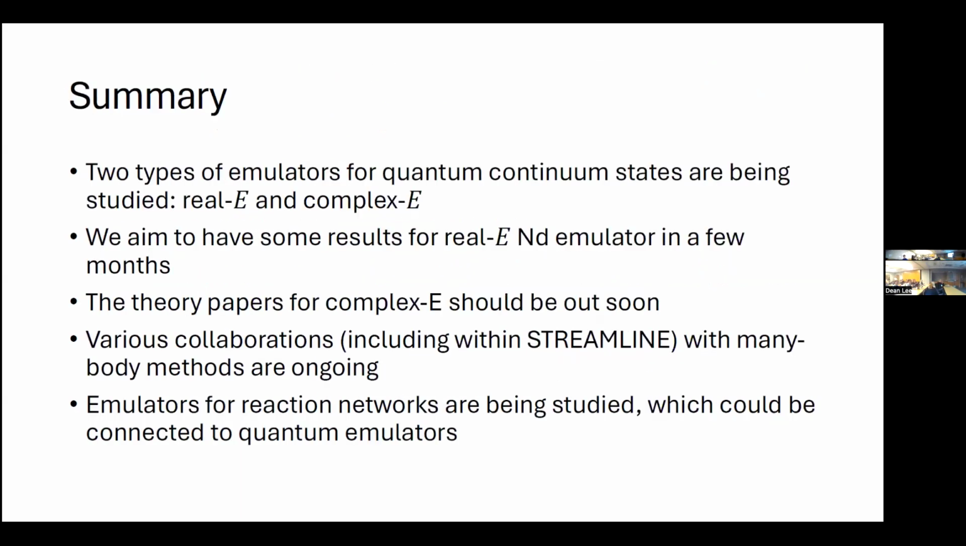Summary: two types of emulated quantum continuum states. Okay, so this is the status. We want to have some real energy emulation results for ND very soon. The CR papers should come out very soon. Now, there are various collaborations going on, even within STREAMLINE, and yeah, that's it.